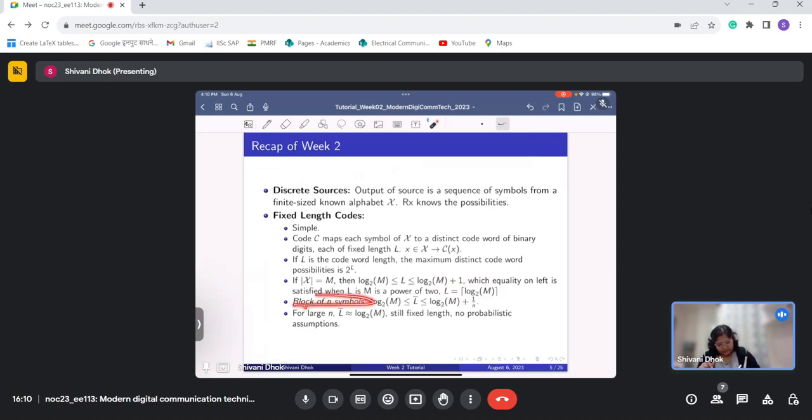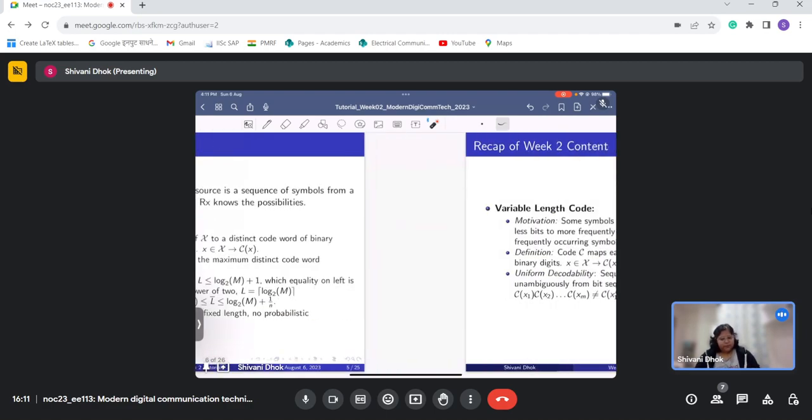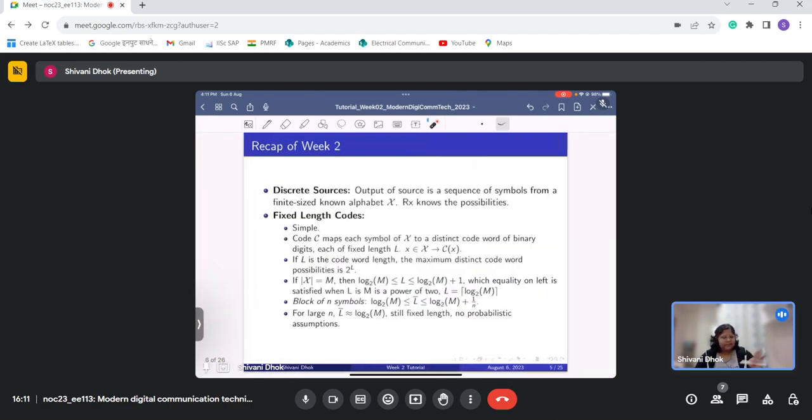Another thing that was done was looking at blocks of n symbols, that is a collection of n symbols, and assigning a fixed number of bits to each block. It was shown that asymptotically it performs in a better way. If n, the block length, tends to infinity, then L bar is log M to the base 2, which is the best possible thing that we can have, and this will be discussed in coming weeks. Any doubt you have in these fixed length codes?